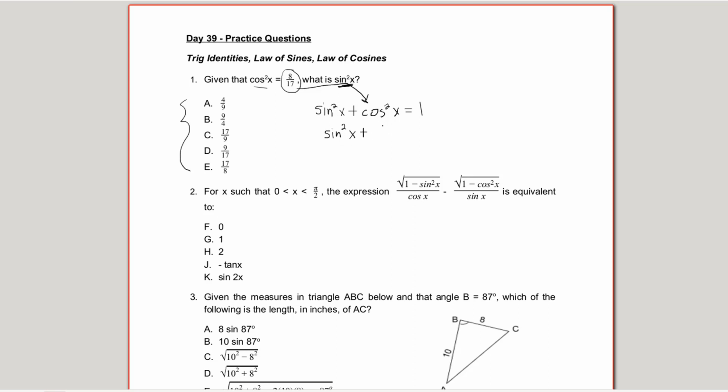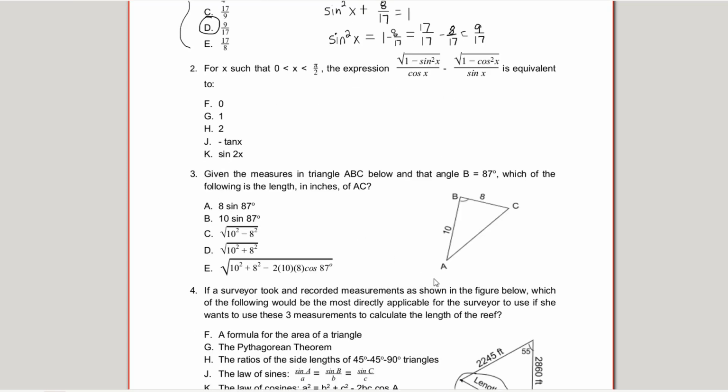We're going to plug in 8 over 17, which is what we were given, equals 1. Now we want to solve for sine squared x. So we're going to subtract 8 over 17 from both sides. And we could change that 1 to 17 over 17, minus 8 over 17. That gives us 9 over 17, or you could have plugged that into your calculator. And that is answer choice D, 9/17.